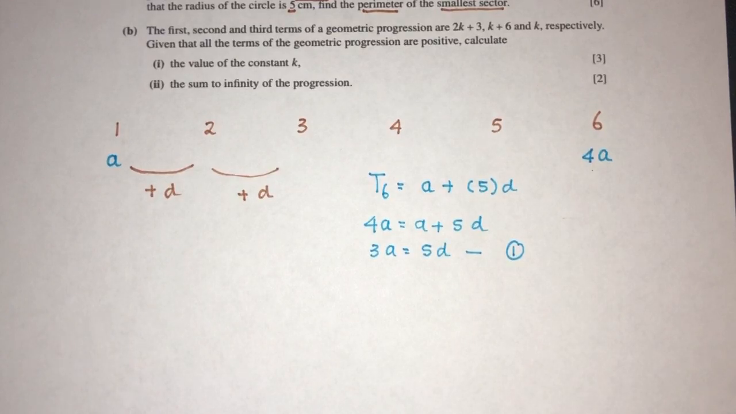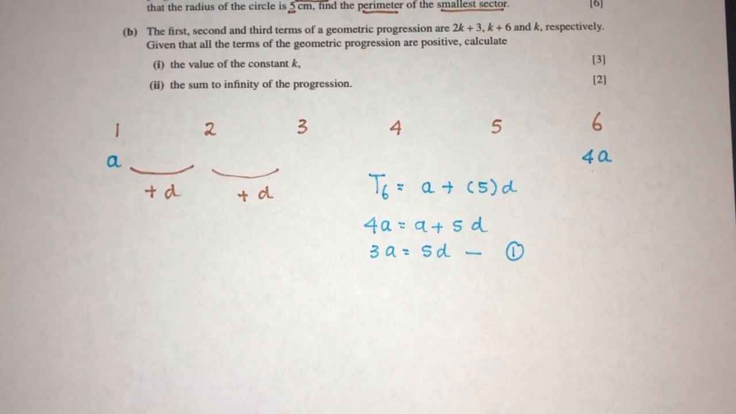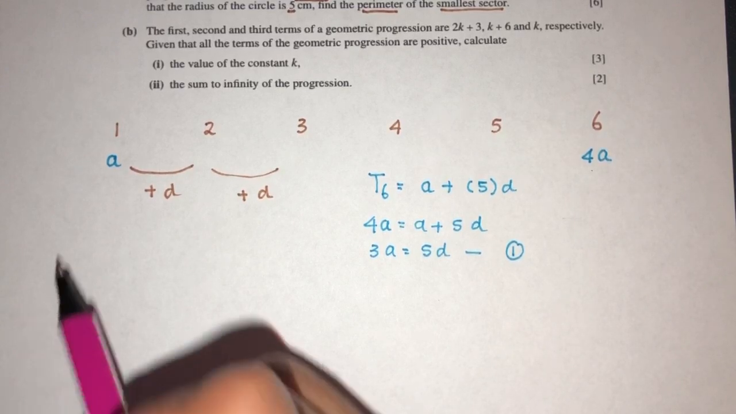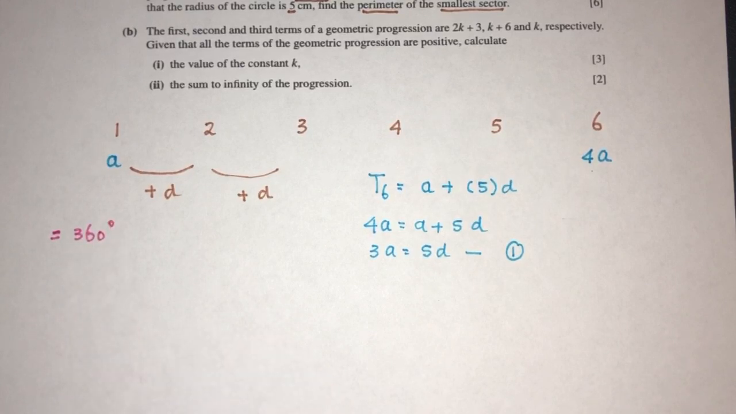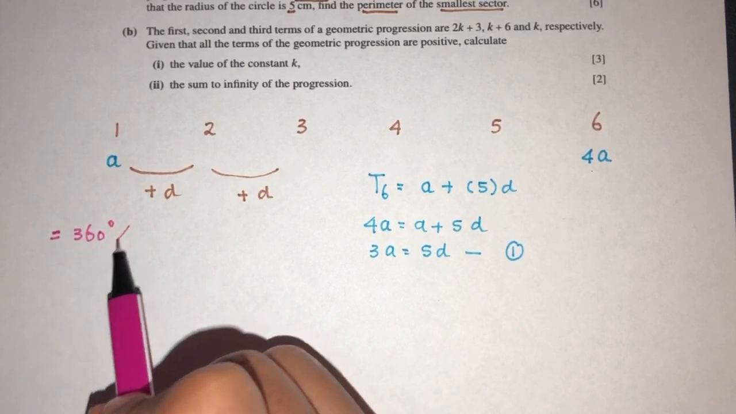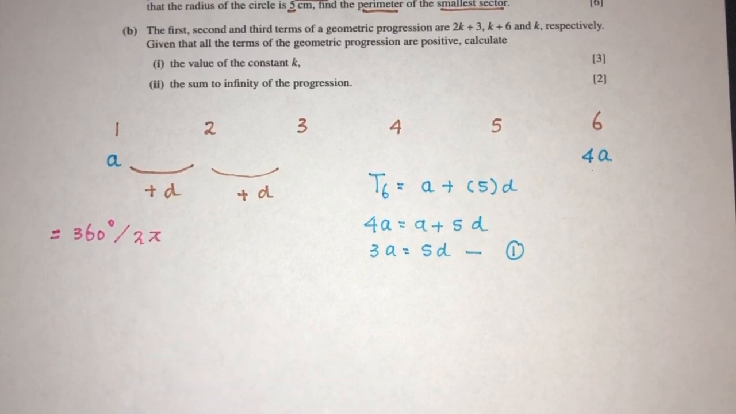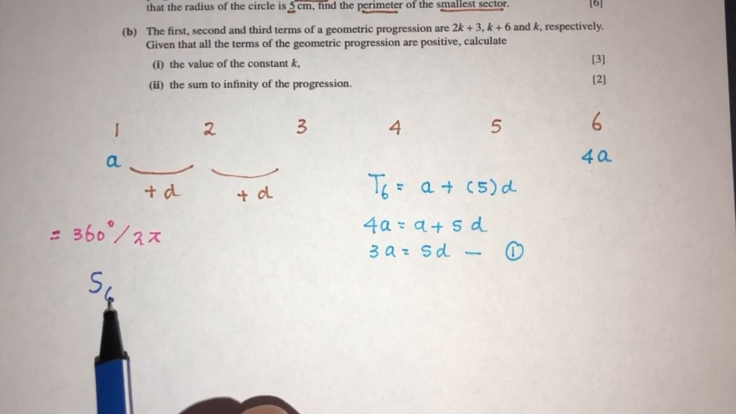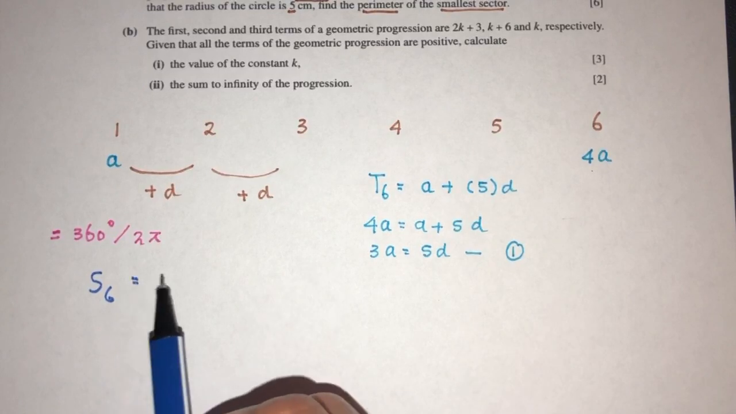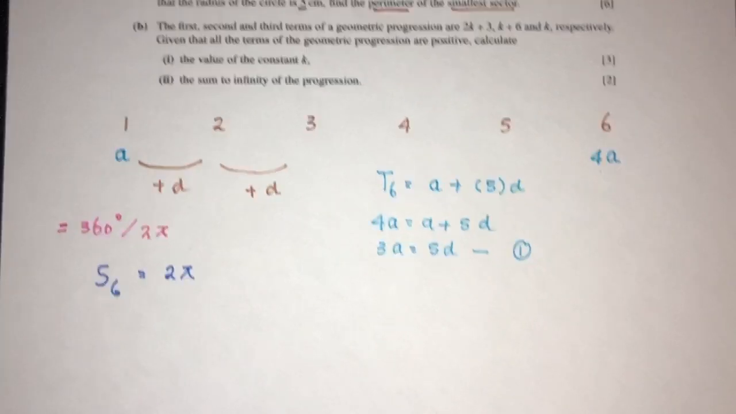Now what else can I derive from the given information? Something I should know at least is that if you have a circle and you add all the angles together, what do you get? A complete circle will give you 360 degrees, right? I hope that makes sense. Or you can write also 2 pi radians, up to you if you want to work with degrees or radians. So in other words, if you were to add all the angles in the 6 sectors, you're supposed to get 2 pi or 360 degrees.